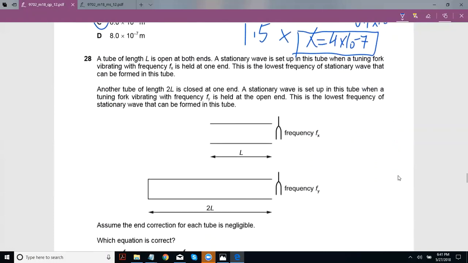Okay. So 28, a tube of length L is open at both ends. The stationary wave is set up in this tube when a tuning fork vibrating at frequency fx is held at one end. This is the lowest frequency of stationary wave that can be formed in this tube. So this has some significance. And what is that? It's like the fundamental frequency.